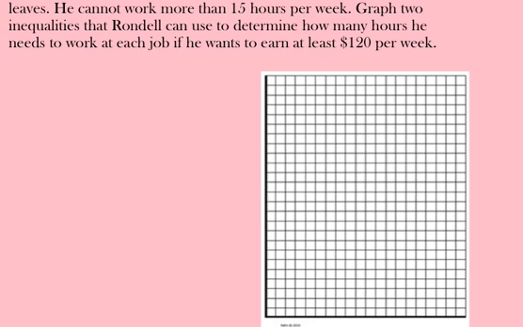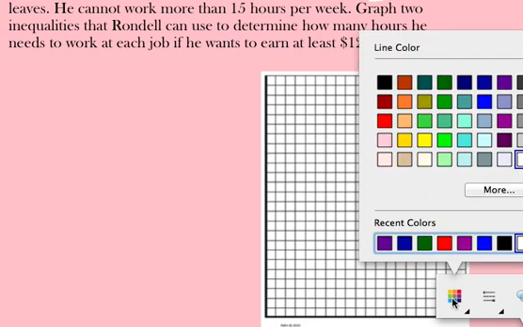Let's take a look at this one. Rondell makes $10 an hour cutting grass and $12 an hour raking leaves. So let's let x represent cutting grass and y represent raking leaves. And he cannot work more than 15 hours per week. So we're going to use a graph to represent this.